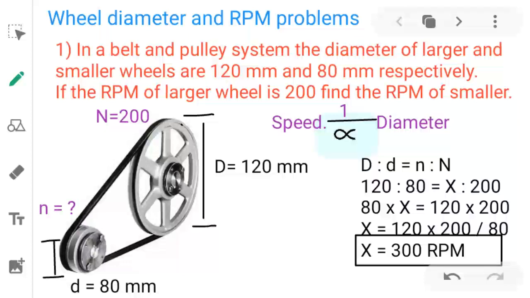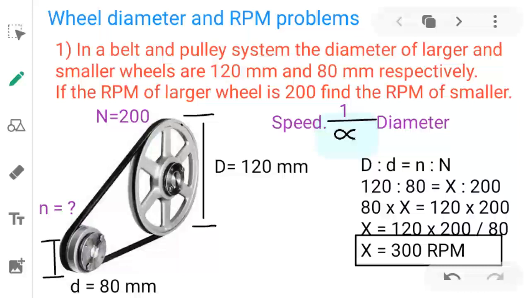Hello students, in previous videos I have given the problems to solve on direct proportion problems. Here I am going to give you the indirect proportion problems or inverse problems. So wheel diameter and its RPM is the best example for inverse proportion. As the diameter of the wheel increases, the RPM of the wheel decreases.